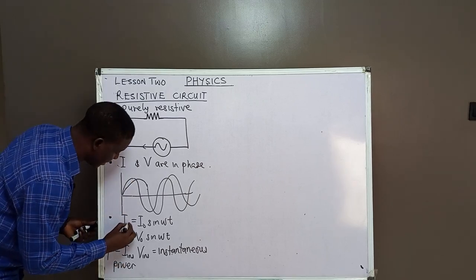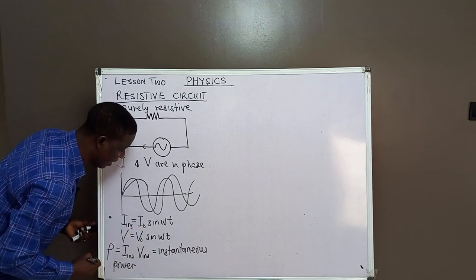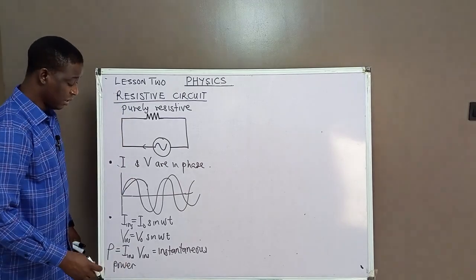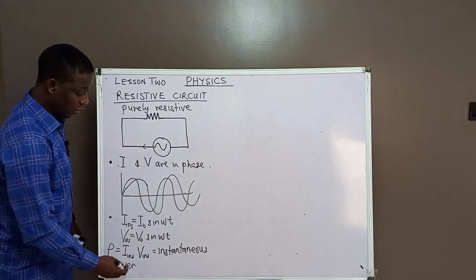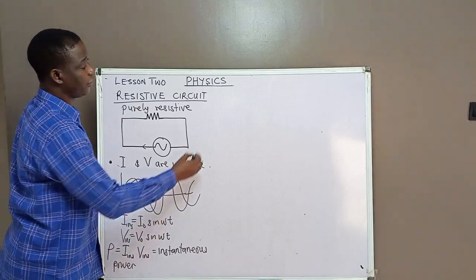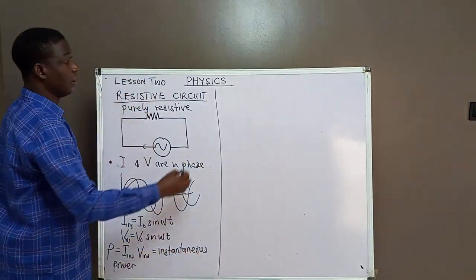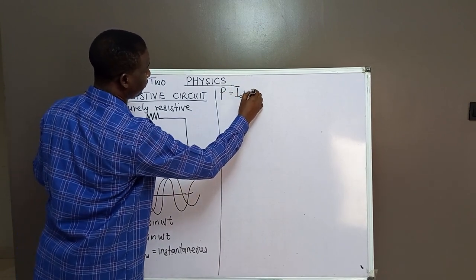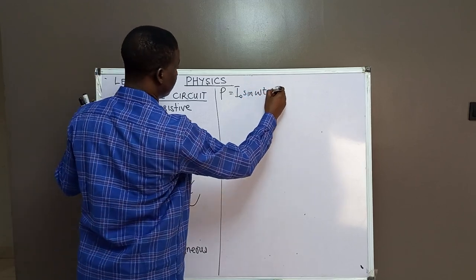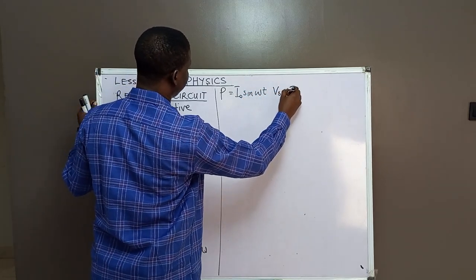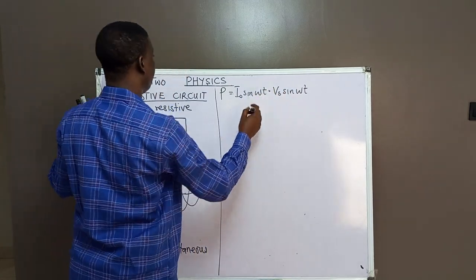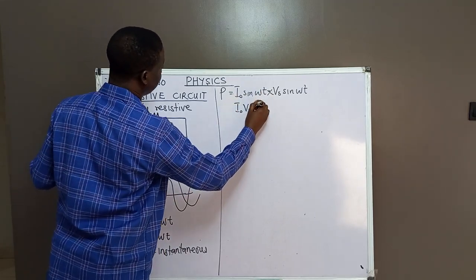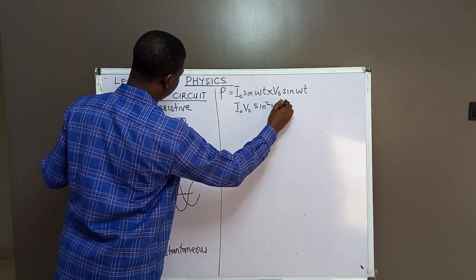Since the instantaneous current is already given as I naught sine omega t, and the instantaneous voltage has been given as V naught sine omega t, we can place them in that power formula. Then we are going to have P equal to I naught sine omega t times V naught sine omega t. If you multiply it, you have I naught V naught sine squared omega t.